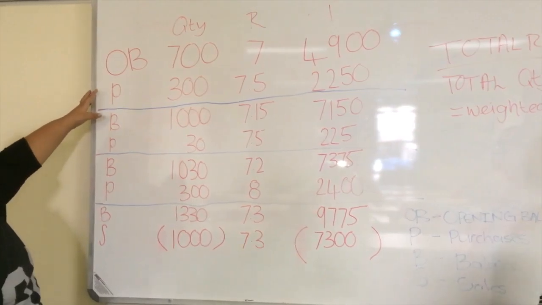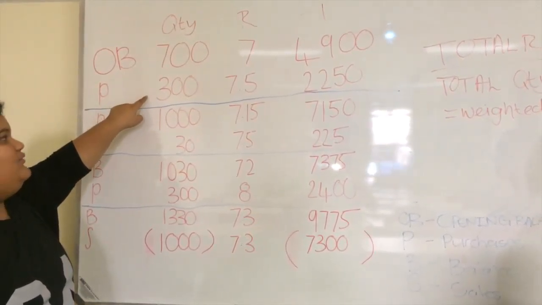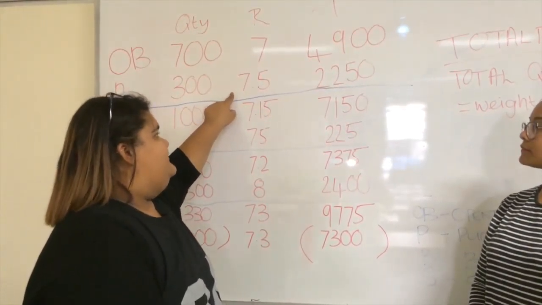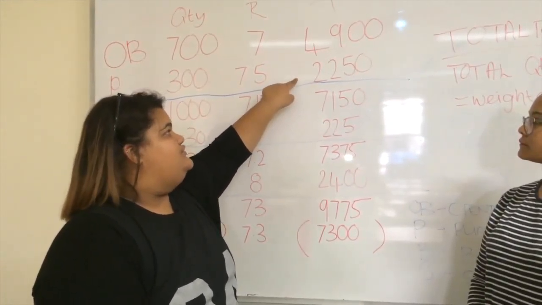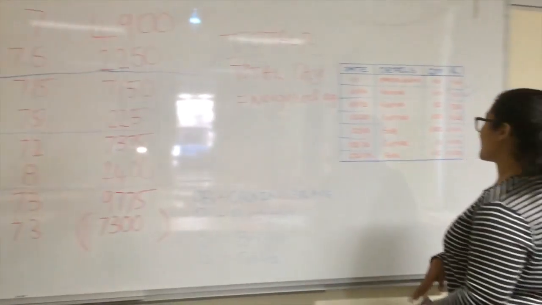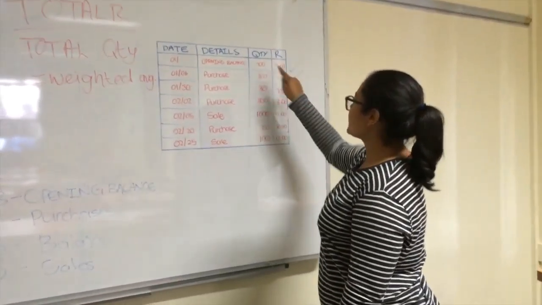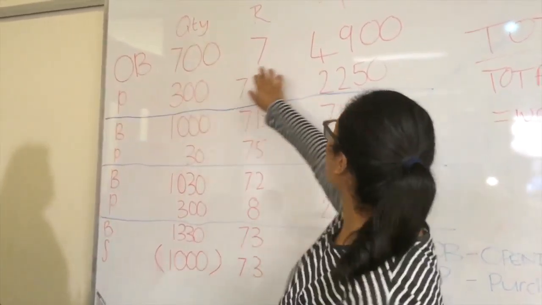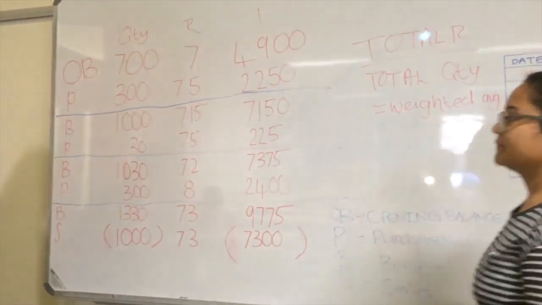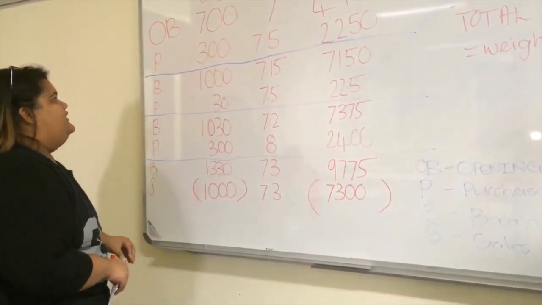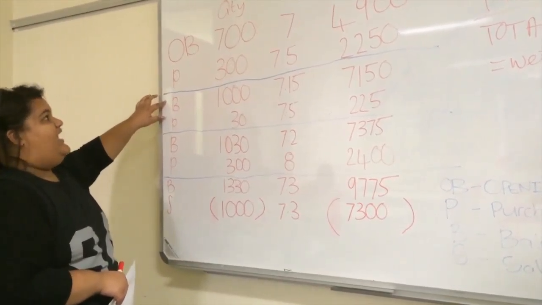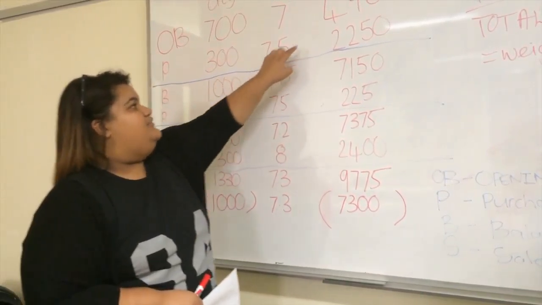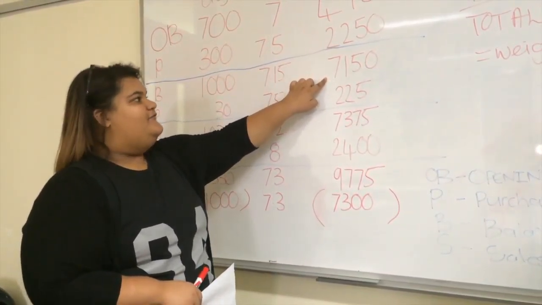We then moved on to having a purchase. The purchase quantity was 300, and this Rand value per item was 7 Rand 50, which gave us a total of 2250. This information comes from the quick example where the quantity was 700 and 300. The quantity over here is 700 and 300 as well. However, we just collected totals for each amount. That is correct, Nuraan. Then what we did was we needed to calculate a balance. So we added the quantities together, which gave us 1,000. And we added the total values together, which gave us 7,150.